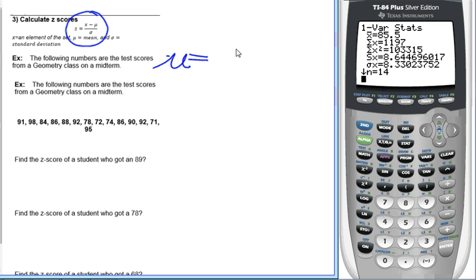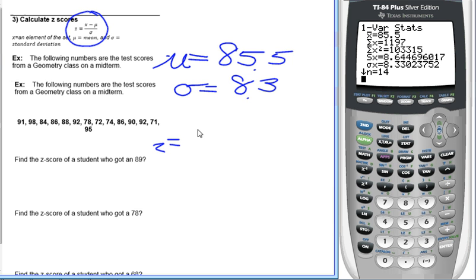So my mean is 85.5, and then my standard deviation from my calculator has the X next to it, but my standard deviation is 8.3. So if I want to know the Z-score of a student who got an 89, Z equals 89 is my X value, that's my data point, minus the mean, 85.5, divided by the standard deviation, 8.3.